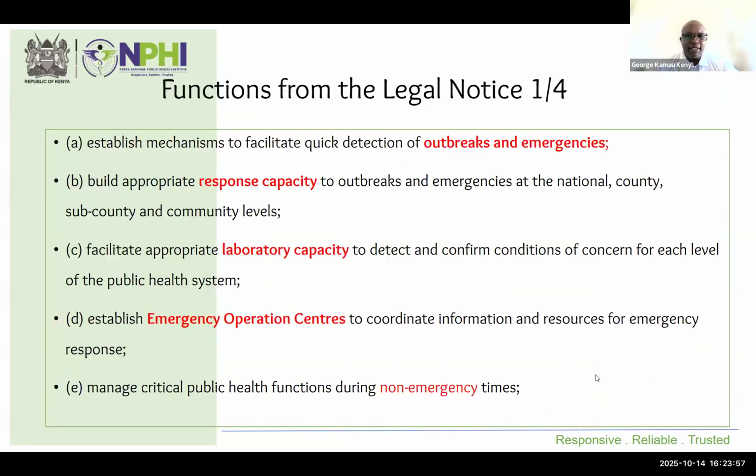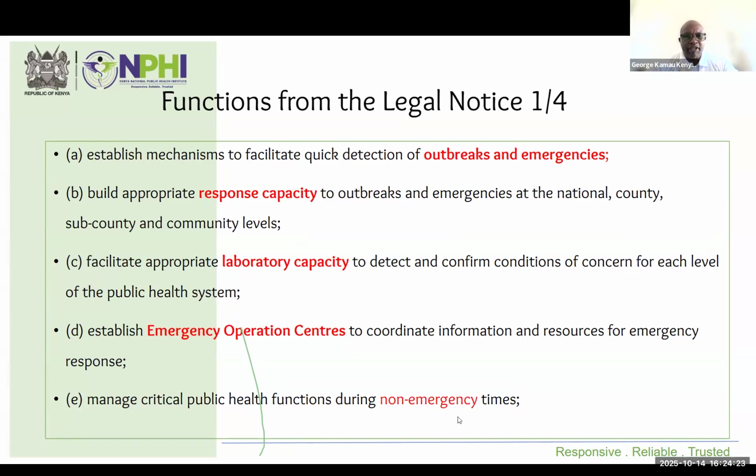So these are the functions that are in the legal notice, and I won't go through word by word, but basically one is on outbreak and emergencies. That is one of the core functions, and then we need to build capacity on response. We also need to facilitate appropriate lab capacity to detect and confirm outbreaks, and then we also need to establish public health emergency operation centers, and we also need to manage public health functions during peacetime. Next slide.